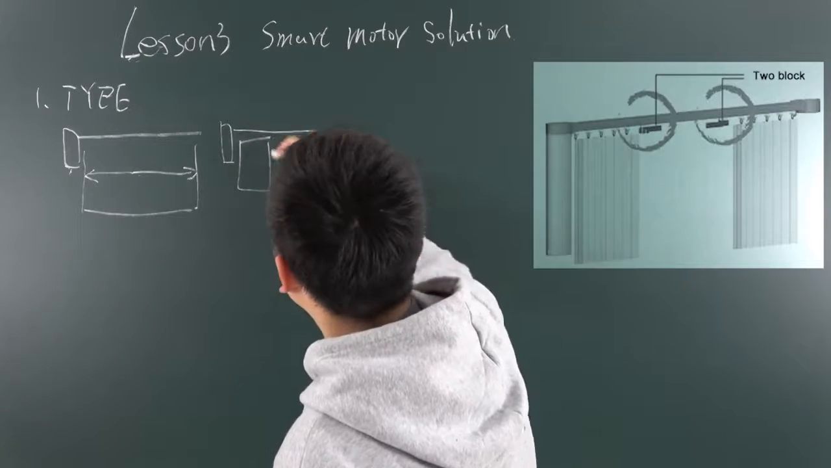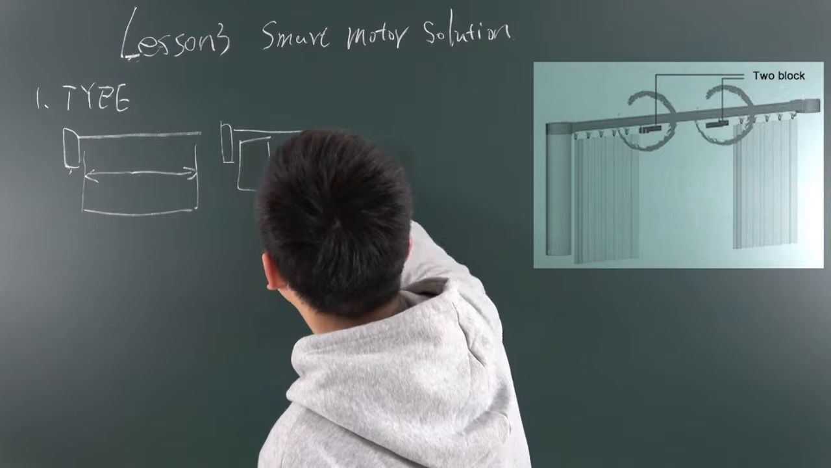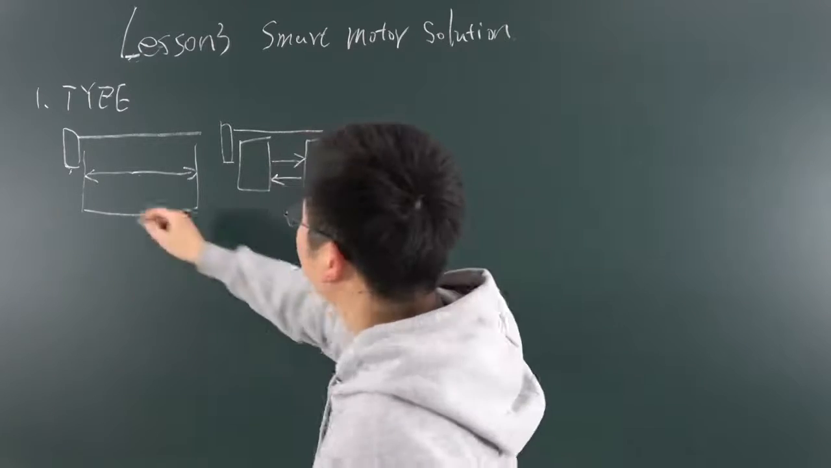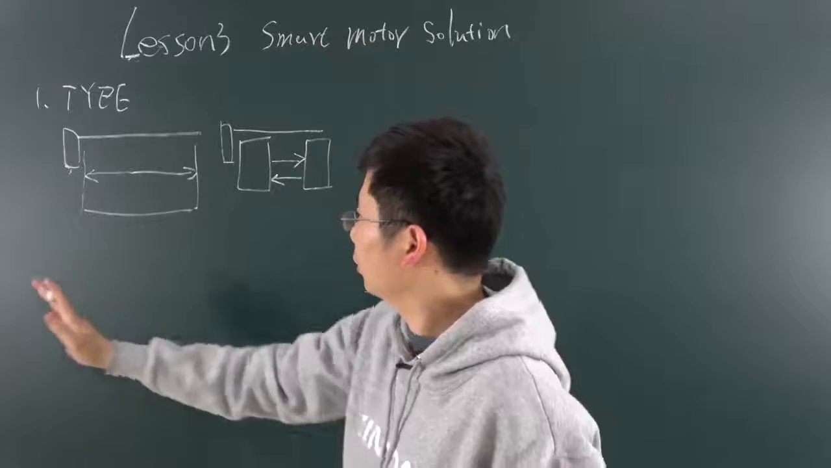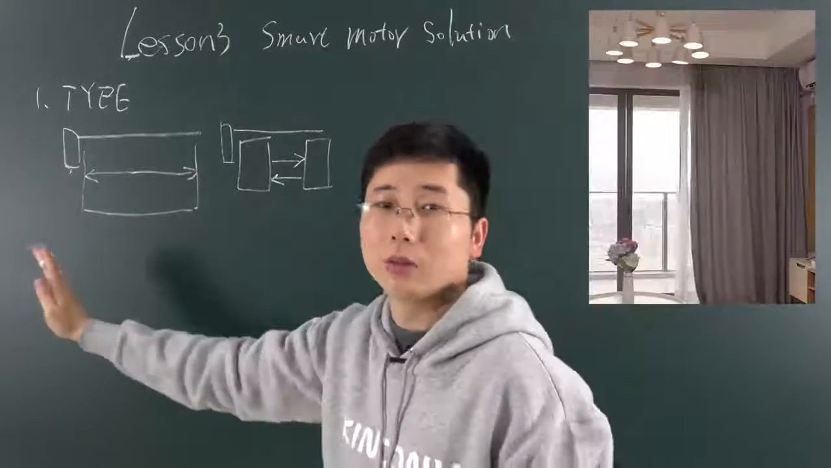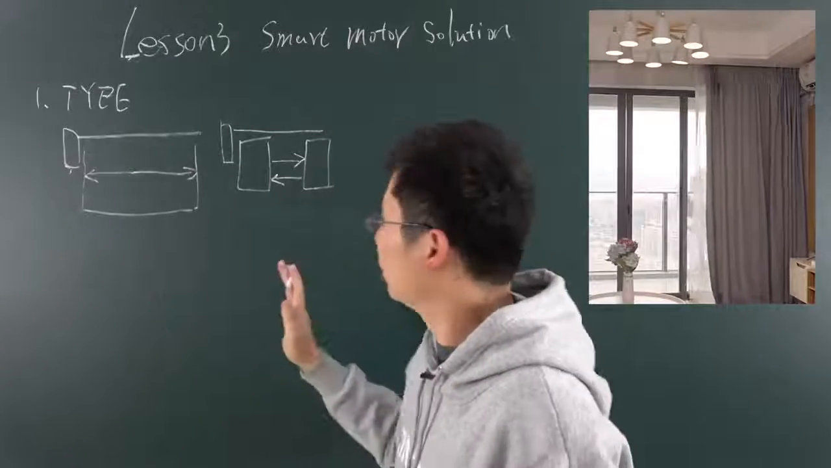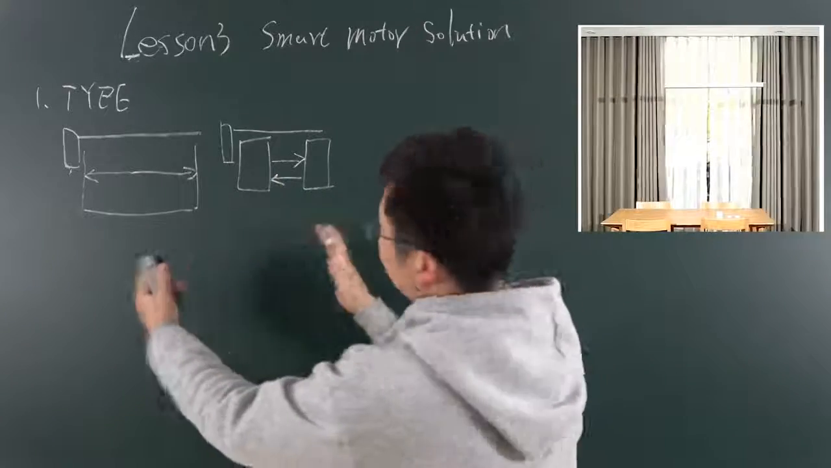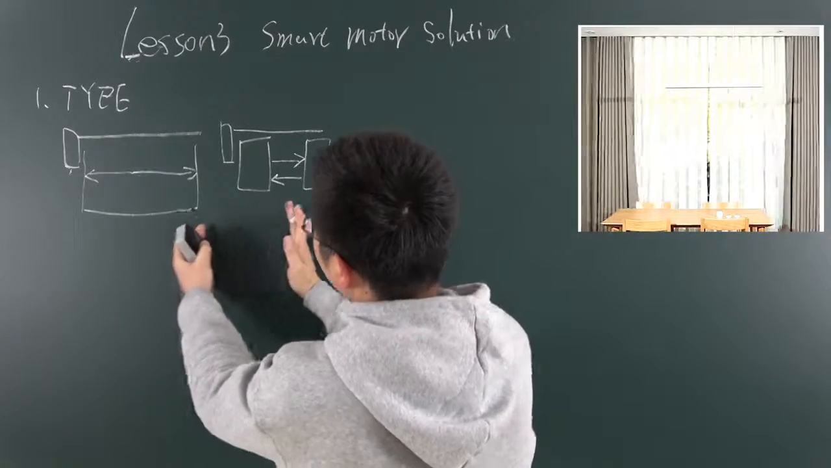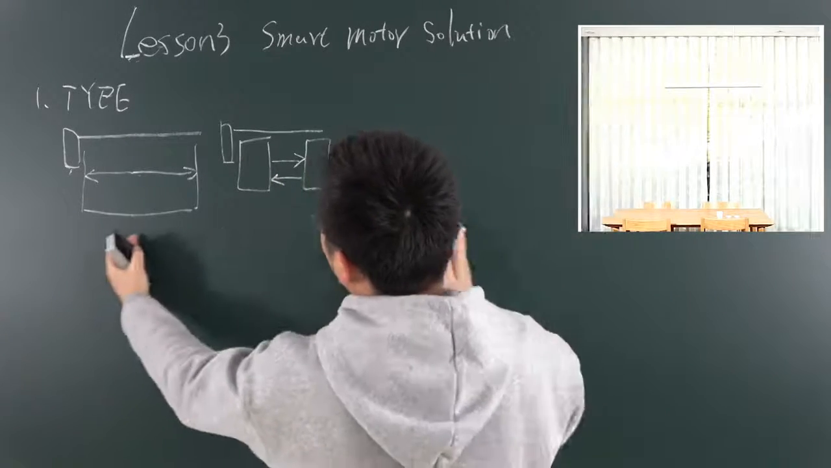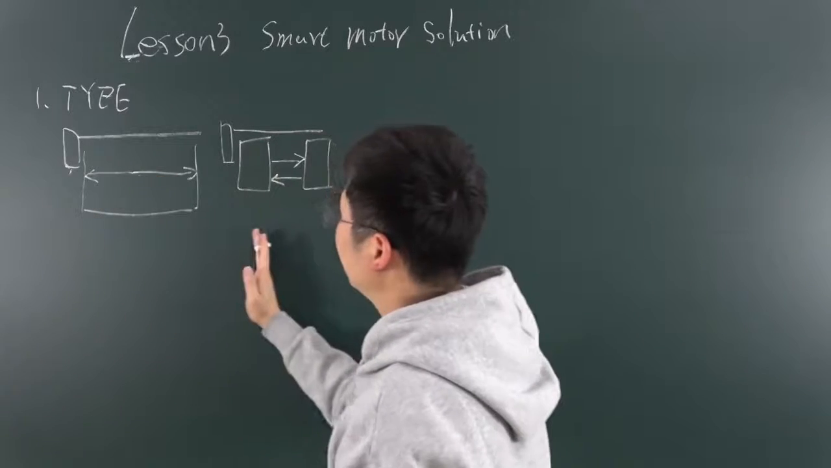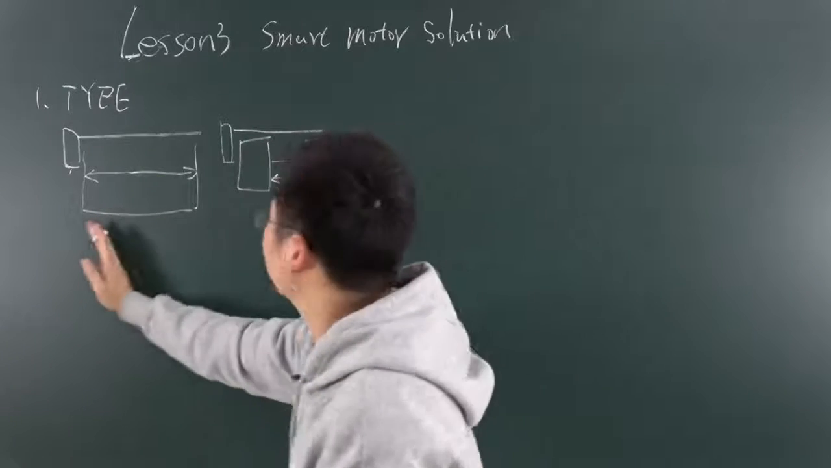And these cloths will turn left or turn right. Just this curtain, the cloth moves in this one direction, just like this. And this one will have two cloths, and the cloths will open and close, open and close. And this one is only one that opens and closes.